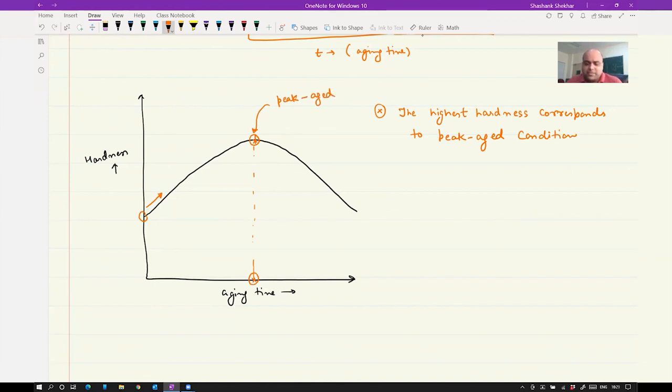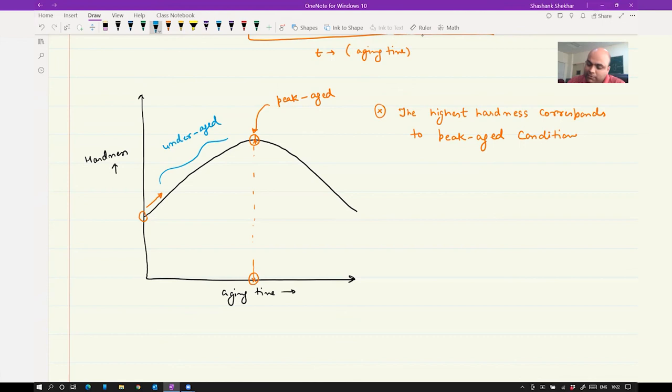And the name itself suggests, isn't it? Peak age, peak of, so see it as a mountain. Not valley, mountain, right? So the peak of the mountain. So this is called peak age condition. Now below peak age, we have underage. So this whole region here will be called underage. You have a condition which is underage. It has not reached peak age level yet.